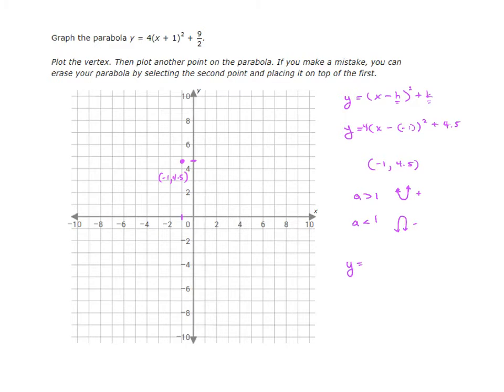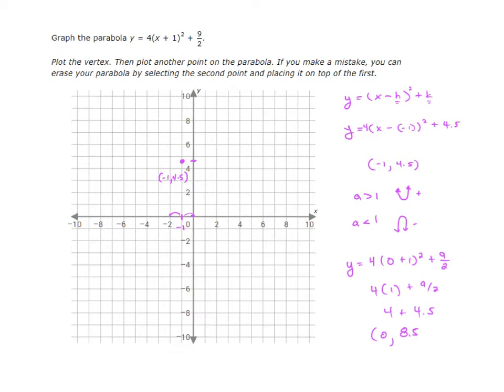If I was at -1, I think a good number to use is, so basically my x coordinate in my vertex was -1. So maybe I just want to go 1 unit either direction. Probably want to use 0. That'll make things easier for me. And then I end up with 4 times 1 squared, which is 1. 4 times 1 plus 9.5, or 4.5. 4 plus 4.5. So when x is 0, my y is 8.5.